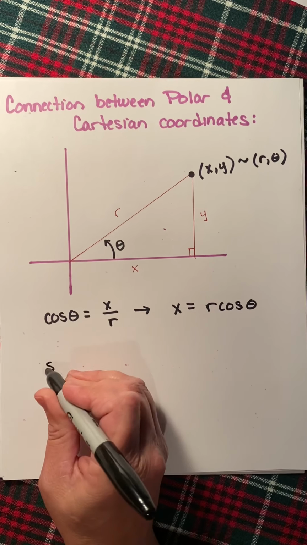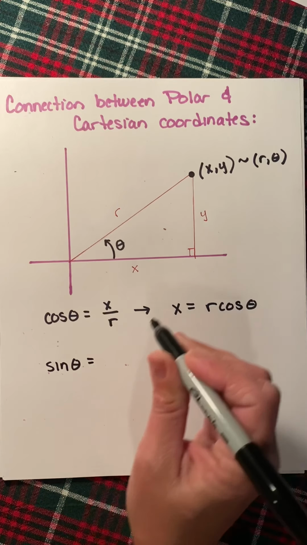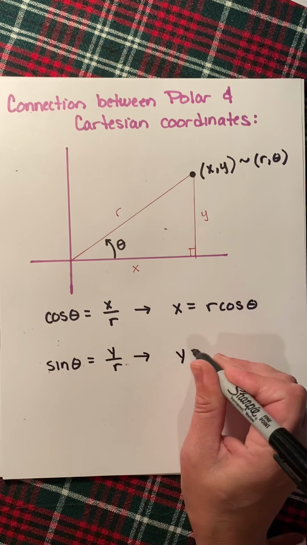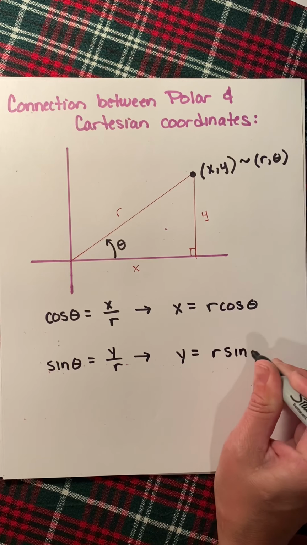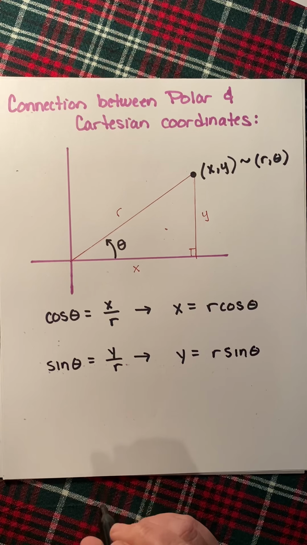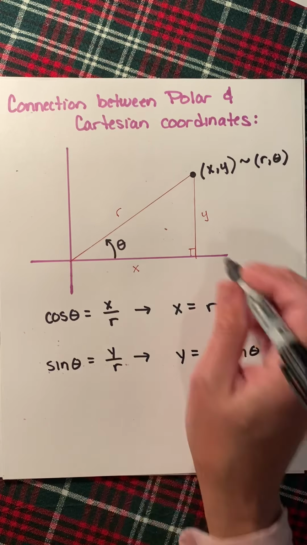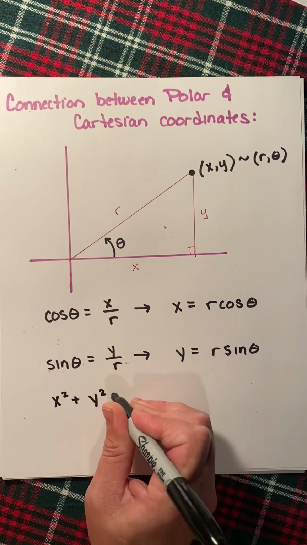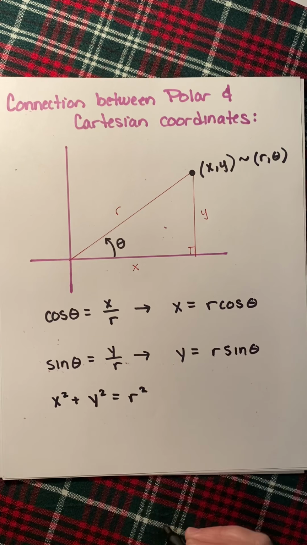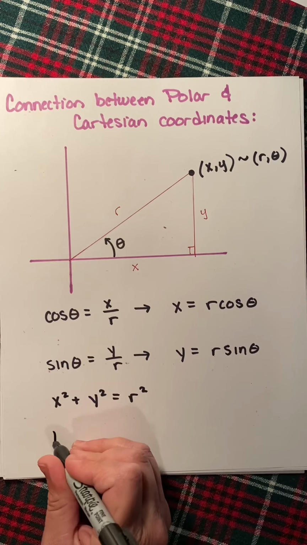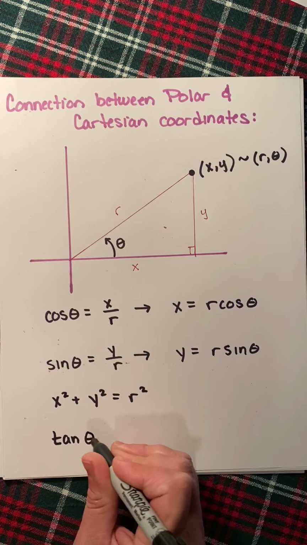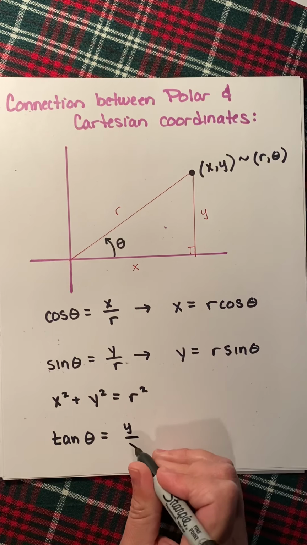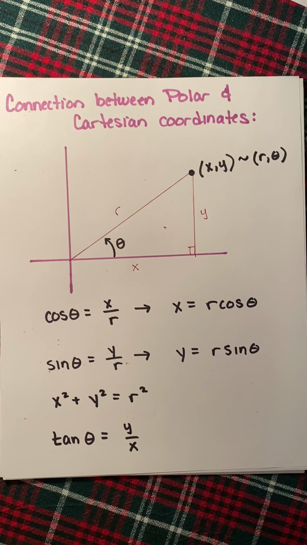We can also say that the sine of theta is the opposite over the hypotenuse, y over r, so y is equal to r sine theta. Also notice, it's a right triangle, so isn't it true that x squared plus y squared equals r squared? Lastly, we can look at this relation. The tangent of theta is equal to opposite over adjacent, y over x, right?